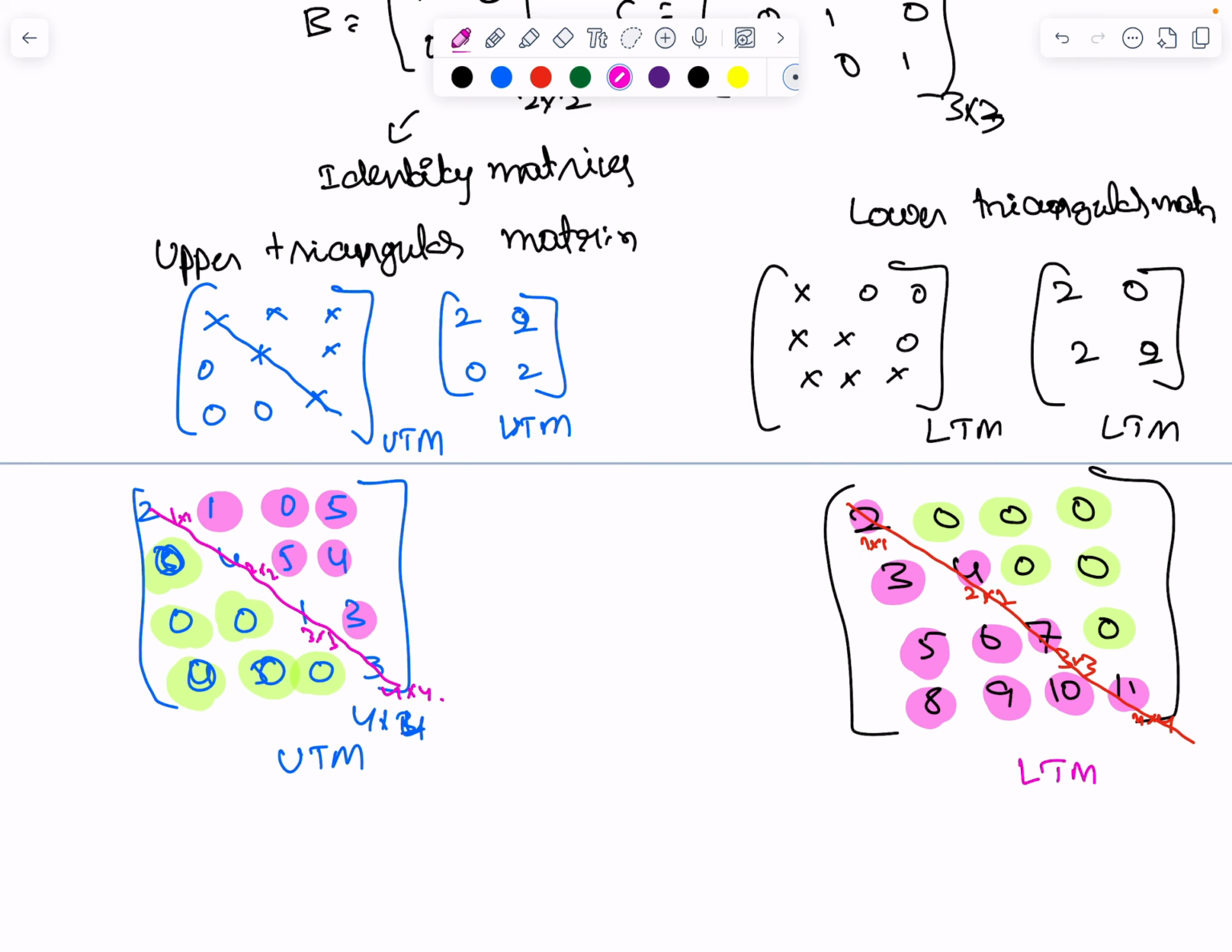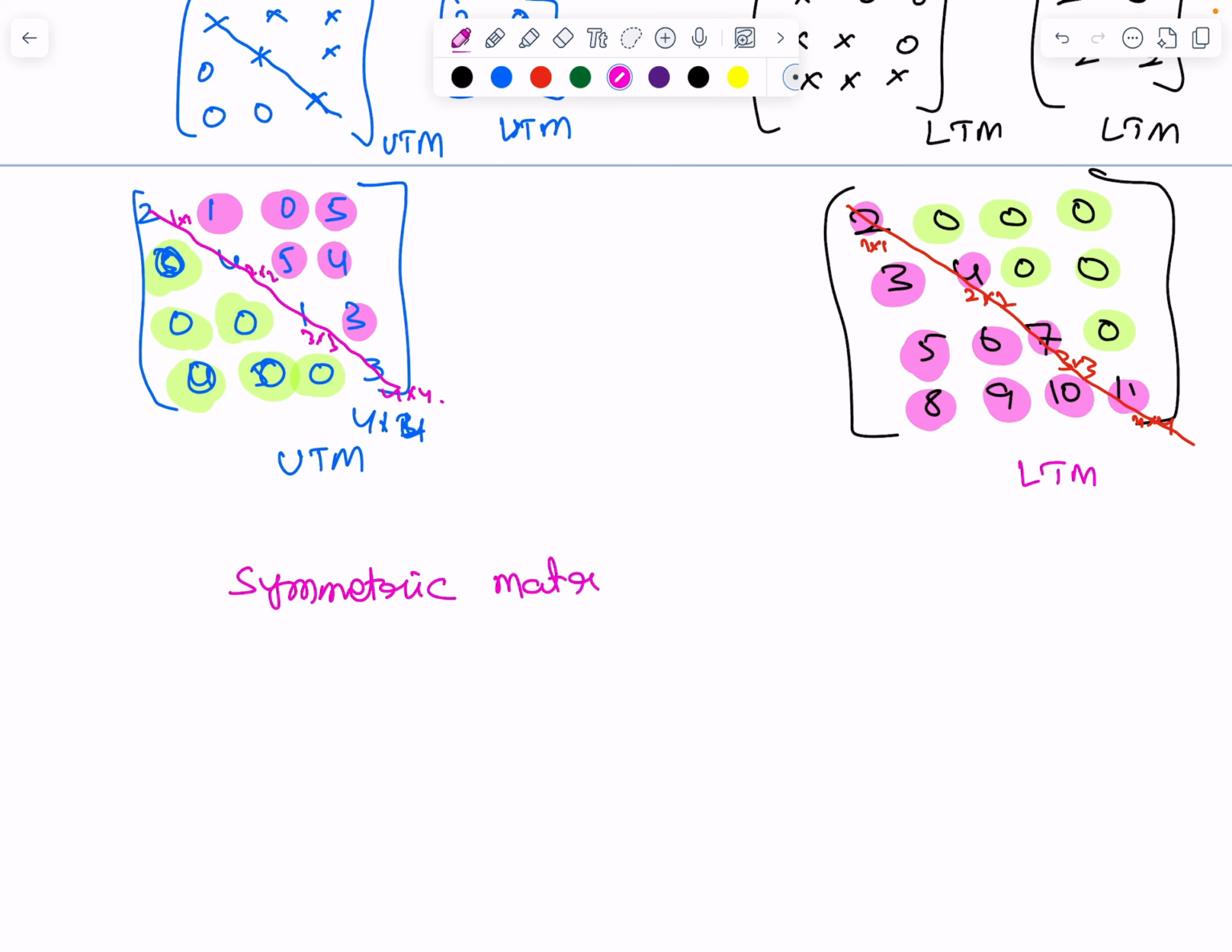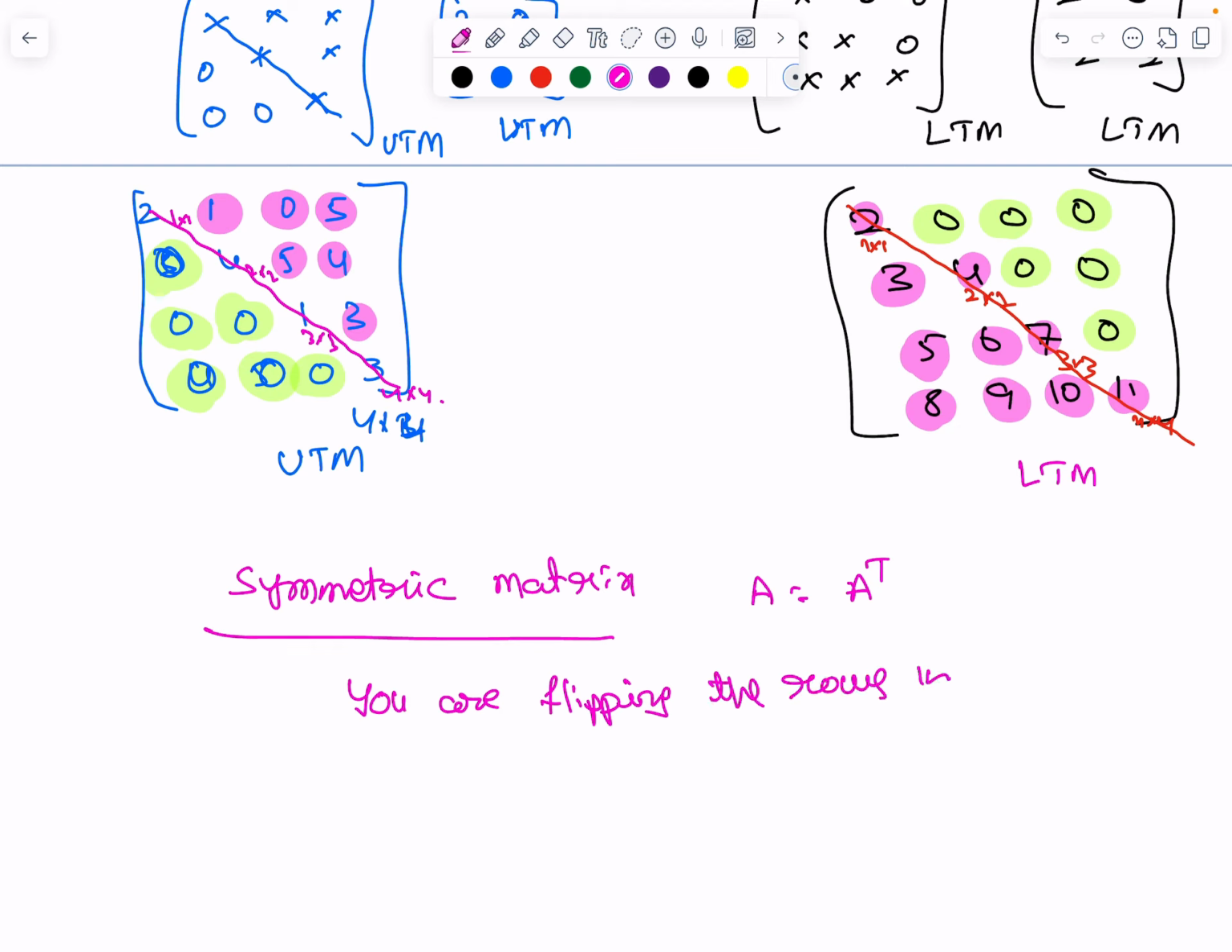The last one is the symmetric matrix. That is, A is equal to A transpose. That is, you are flipping the rows into columns and columns into rows.